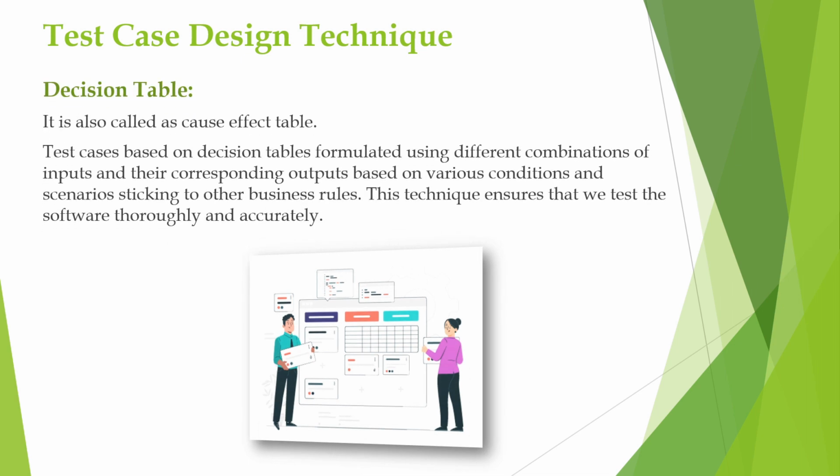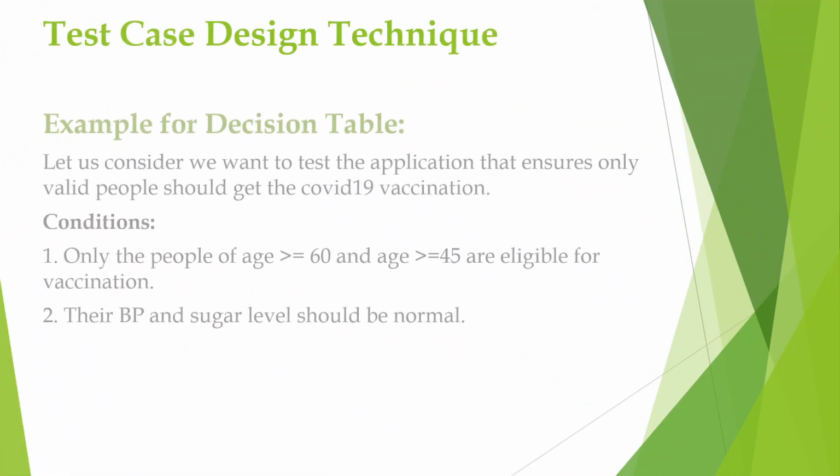The next type of test case design technique is the decision table. It is also called the cause effect table. In this type, we give different input combinations to the application, and the corresponding system behavior is captured in tabular form. That is why it is called a cause effect table. Now let us understand the decision table through an example.